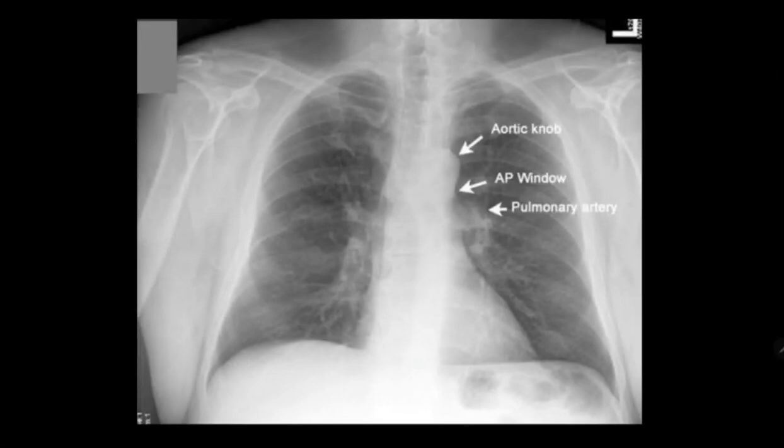Another thing that we have to know is the aortic knuckle, the pulmonary artery, and the AP window. The first convexity that we are seeing on the left is the aortic knuckle or the aortic knob, and the other convexity that we are seeing is the pulmonary artery or the pulmonary bay. The point in between these two, or the concavity, is the AP window. So in middle mediastinal masses like lymph nodes, this AP window is obliterated, or it will also become convex shaped.